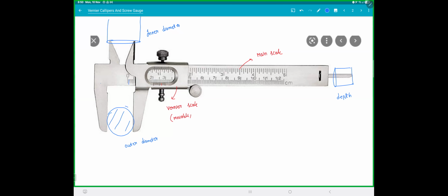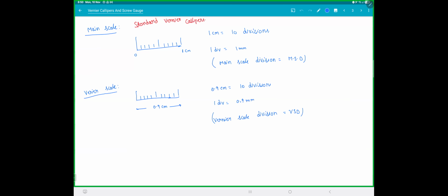So first, let's take a standard Vernier calipers. In a Vernier calipers, we have 2 scales, main scale and Vernier scale. In the main scale, 1 centimeter is 10 divisions. That means each division is 1 mm. We call this MSD, main scale divisions. The second thing, we have 10 divisions for the Vernier scale, but this time the length is only 0.9 centimeters. That means each division is 0.9 mm. This is clear.